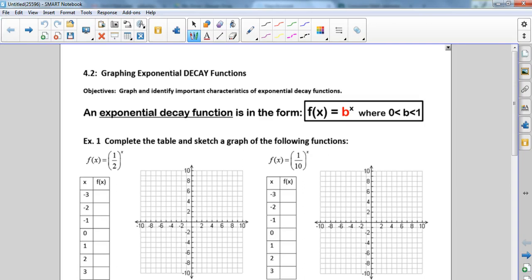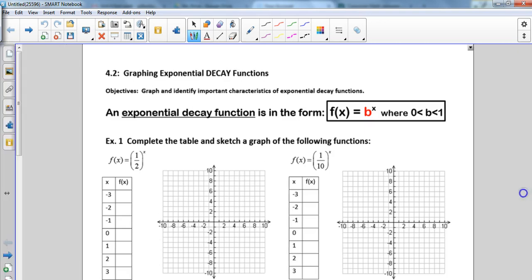Okay, 4.2, very similar to what we did yesterday. Only difference is now we're doing decay. And remember, the general shape of decay looks like that. Of course, that's unless it's flipped over the x-axis, if it's negative. But otherwise, that's your general shape of an exponential decay graph.